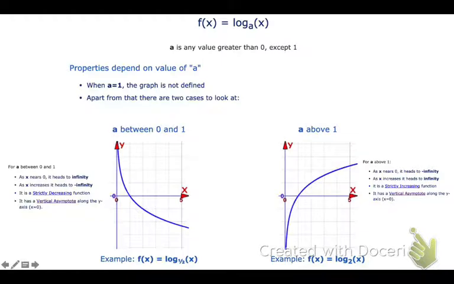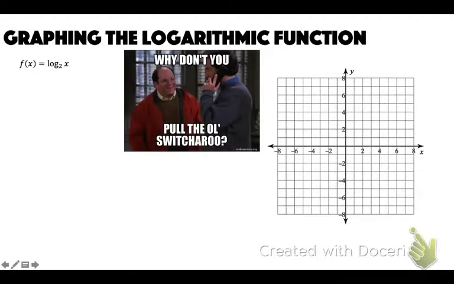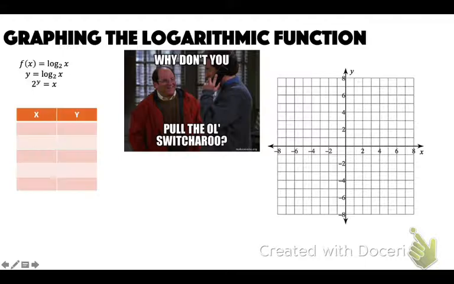Okay, and let's just go through some examples here. So if we have log base 2 of x, we need to figure out how to graph this. How are we going to graph this thing? Why don't we pull the old switcheroo? Let's change this to an exponential. So f of x we can just say is y. That's the same thing as 2 to the y power equals x. Okay. So now this is in terms of y instead of x.